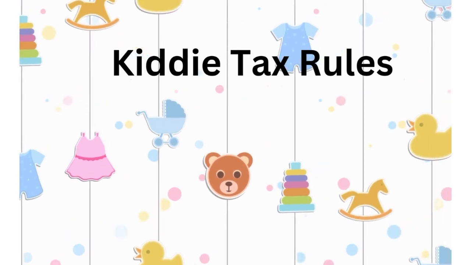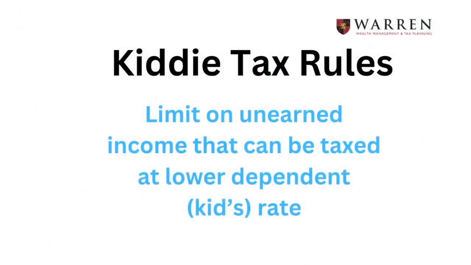Another thing, there's also the kiddie tax, right? Kiddie tax rules. The tax code limits the amount of unearned income that can be taxed at your dependent's rate, which is usually a lower income tax rate. Amounts over that limit are taxed at the parent's tax rate. And that amount is $2,500 this year for that kiddie tax limit.